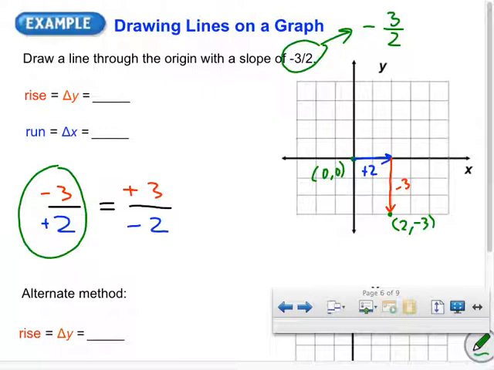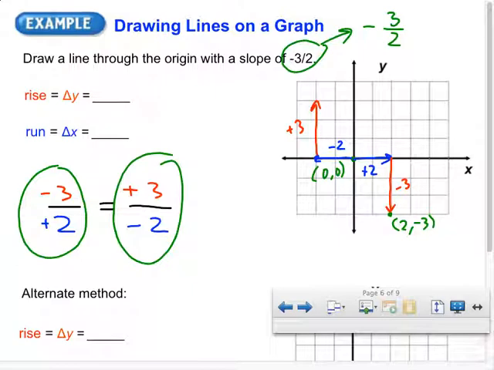Now this is easy because this is going through the origin, but they're not always going to give you a point that goes through the origin. But now let's figure out, using the other slope, find another point. What's another point? Let's go ahead and find the run. What's the run from the origin? Which way am I going to go? Left, and I'm going to go 2 units to the left. So I'm going minus 2. And then my rise, up 3. 1, 2, and 3. That's plus 3.